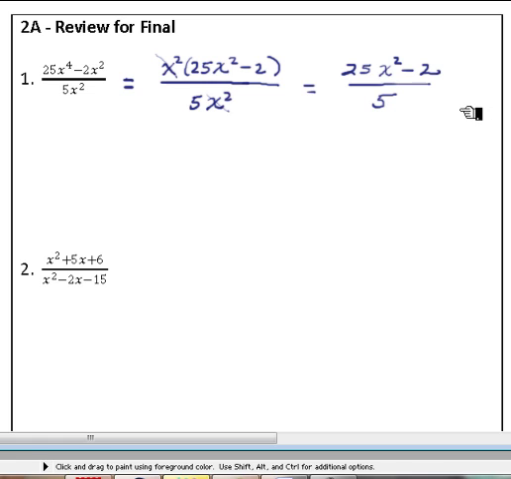And that's reduced. Now be careful not to do any canceling here, because 5 does not divide into the numerator. 5 doesn't divide into both terms. 5 doesn't divide into 2. So that's it. There's no more canceling. This is completely reduced.